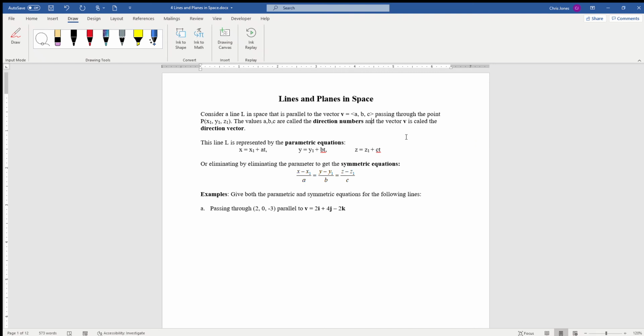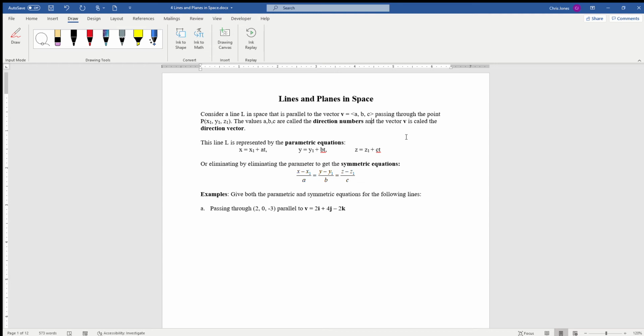In this section, we're going to take a look at the idea of lines and planes in the three-dimensional Cartesian plane. We're going to start with lines. They're a little bit easier to work with in 3 dimensions. So let's say we have a line L. It's in space, and it's parallel to a vector v.